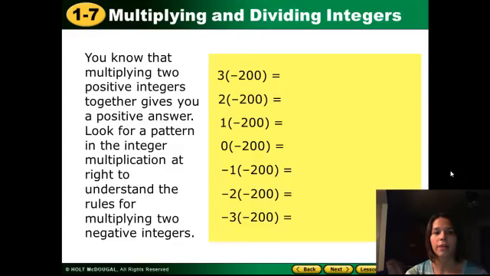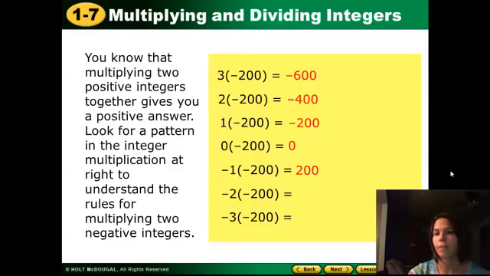Look for a pattern in the integer multiplication at the right to understand the rules for applying 2 negative integers. We just on the previous page went through 3 times negative 200. We got negative 600. 2 times negative 200, if I followed that same pattern, is negative 400. 1 times negative 200 is negative 200. Anything times 1 is just itself. Do you guys start to see the pattern? I'm getting closer to 0, so my answers are actually getting larger here. 0 times anything is 0.